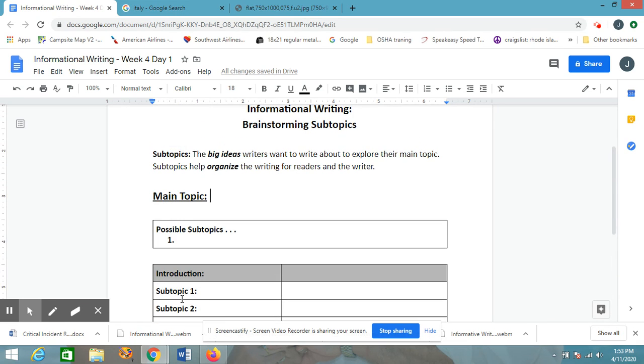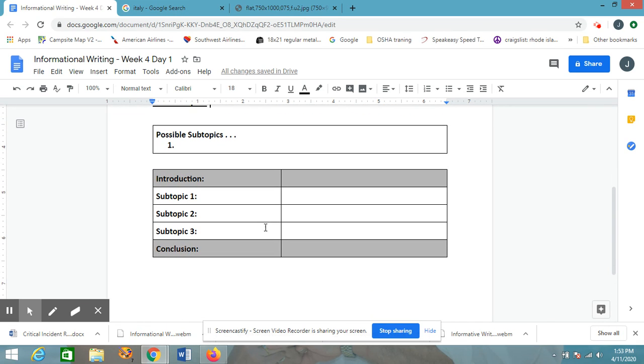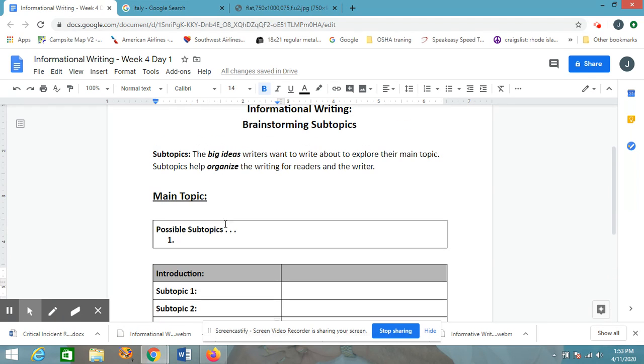So I'm going to just show you an example of how I would come up with subtopics. So pay very close attention to this because I know some people aren't watching the lessons very carefully. So today, all you are going to have to do is come up with a subtopic 1, a subtopic 2, and a subtopic 3. But you're going to do that by listing possible subtopics for a main topic. Let me show you an example.